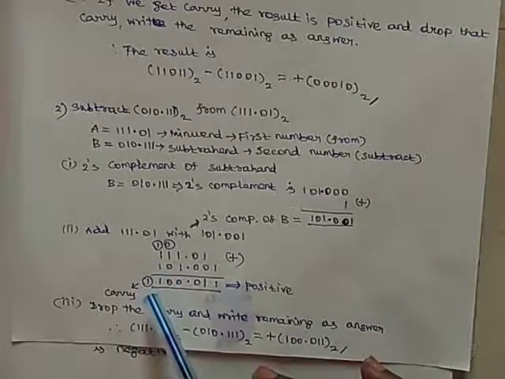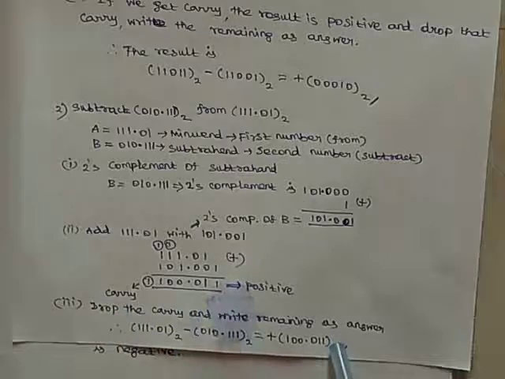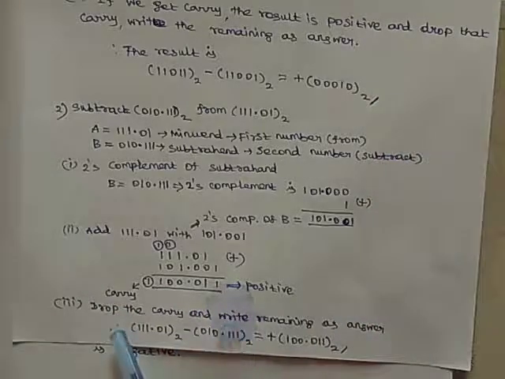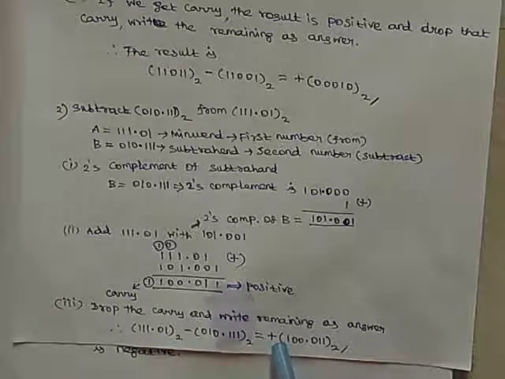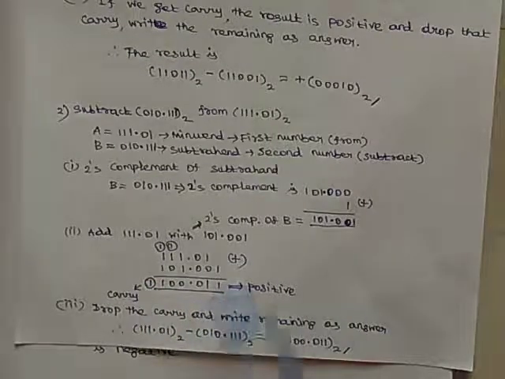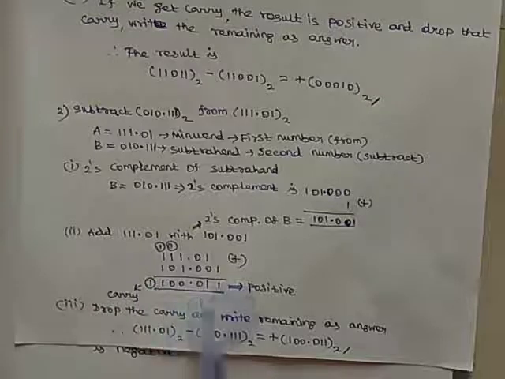Here the carry comes. If the carry comes, the result is positive. What we have to do is drop that carry and write the remaining part as the answer, as we have seen in the last example. So the first number 111.01 base 2 minus 010.111 base 2 gives a positive result. If the carry arises, the result is positive. In 1's complement, we add this 1 to here. In 2's complement, you have to drop this carry. So 100.011 base 2. This is the answer. We will continue in the next class.